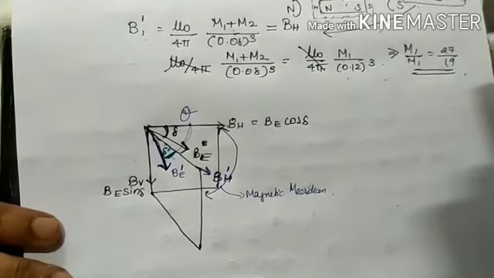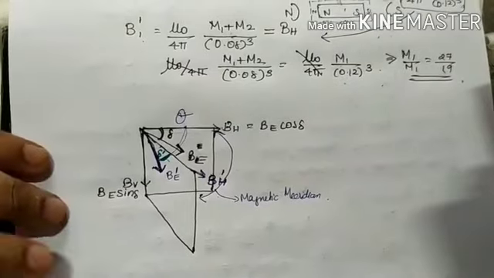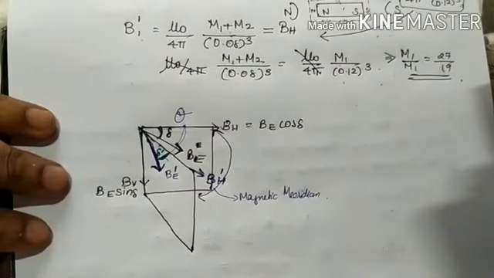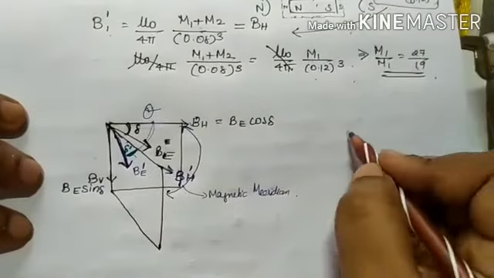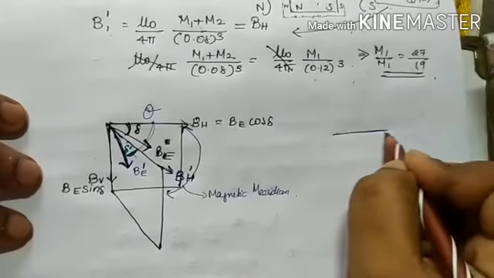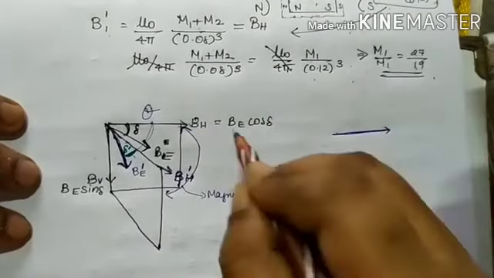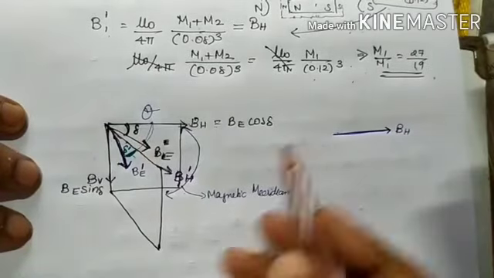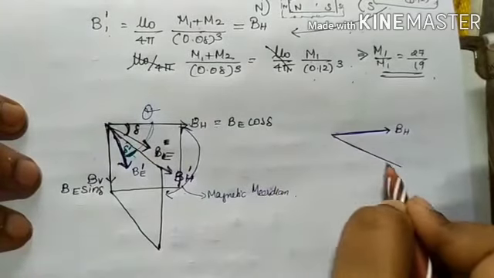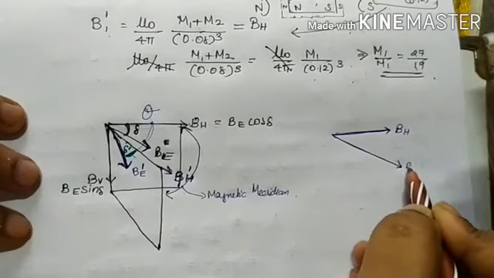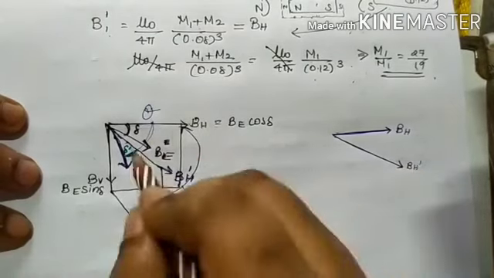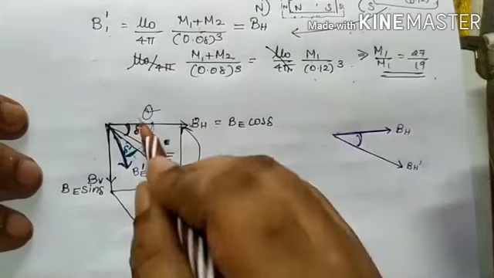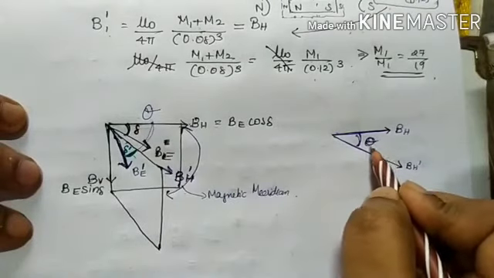Now this BH dash, the horizontal component in the plane other than the magnetic meridian, can also be written in a different form. We will draw it properly without this plane structure, guys. So this is our BH, and this is our BH dash. I can measure the angle between BH and BH dash, which is theta, as per the figure.